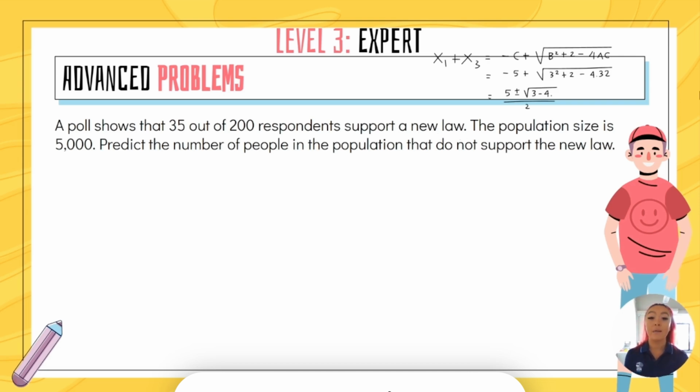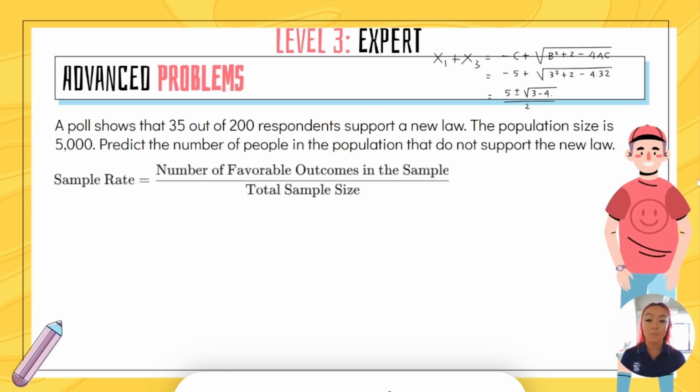In Level 3, we'll look at an advanced problem. This requires you to read the question carefully and make sure that you answer exactly what the question's asking you. A poll shows that 35 out of 200 respondents support a new law. The population size is 5,000. Predict the number of people in the population that do not support the new law. So first, let's find the sample rate. We'll use our sample rate formula, and we'll divide 35 by 200, and we get 0.175, which is 17.5%.